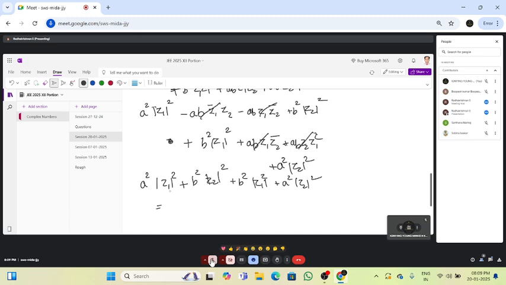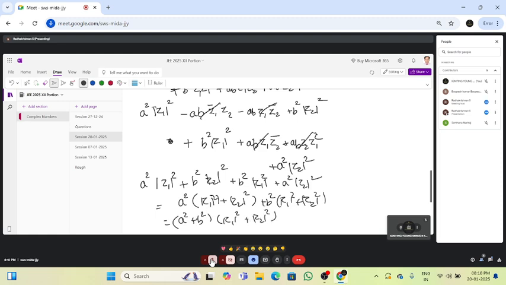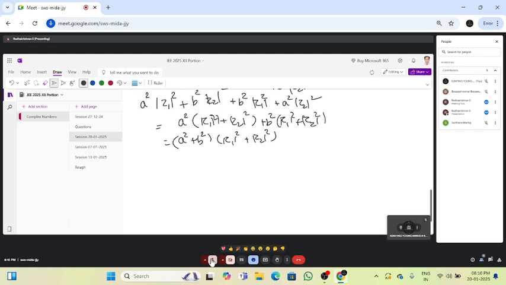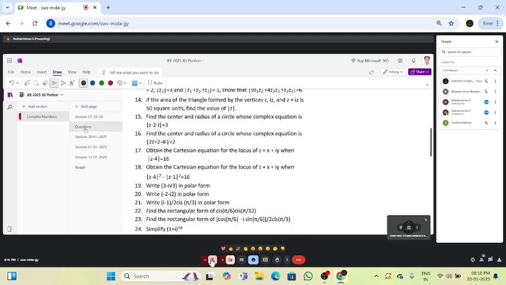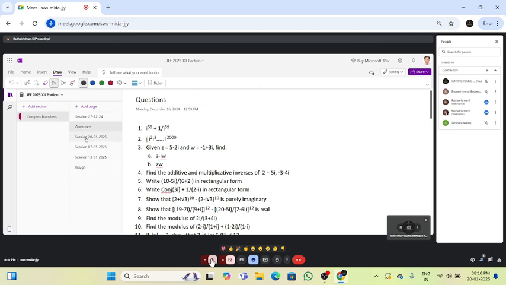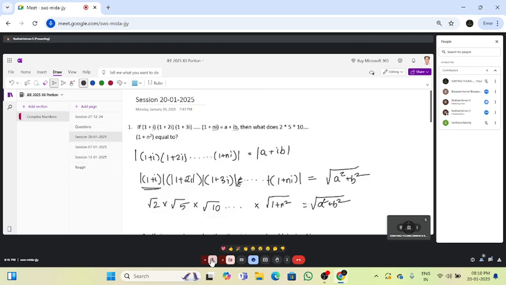So this simplifies to, if you take common, A square into Z1 square plus Z2 mod square plus B square into Z1 mod square plus Z2 mod square. So that gives us A square plus B square into Z1 square plus Z2 square. Okay. So did everybody get this answer? Bhupesh, Santan, Mariraj?